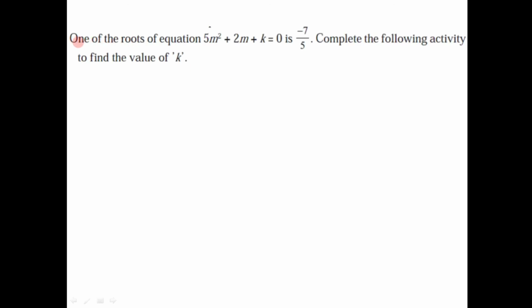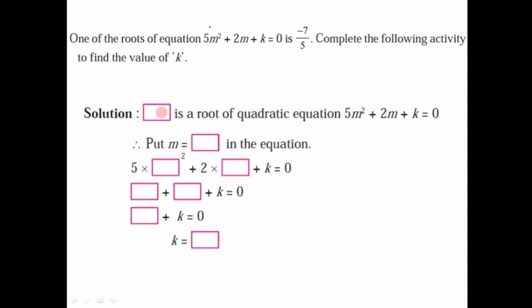Let us consider the next problem. One of the roots of the equation 5m square plus 2m plus k is equal to 0 is minus 7 by 5. Complete the following activity to find the value of k. Here one activity is given to find the value of k in this equation where one of its roots is given to be minus 7 by 5. First of all, minus 7 by 5 is the root of the given quadratic equation 5m square plus 2m plus k is equal to 0. If it is so, then we have to put m is equal to minus 7 by 5 in the equation.